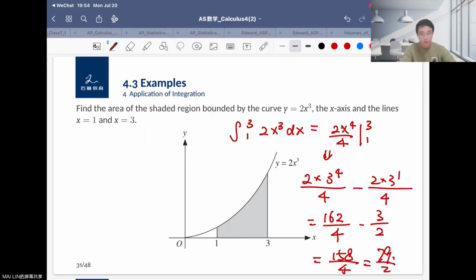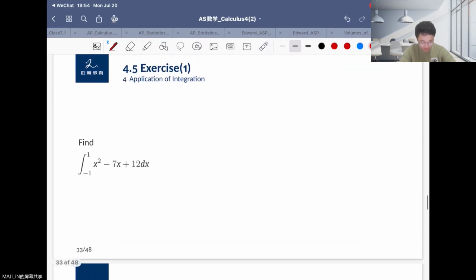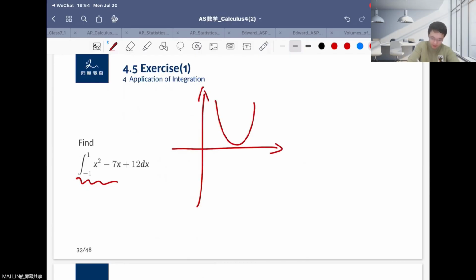I hope you can truly understand this problem. You can find it's not very difficult, so try to solve it. For the second question, we find the integration from -1 to 1 of x squared minus 7x plus 12. Last lesson we already said how to calculate it. Here we have a graph of x squared minus 7x plus 12, and we are trying to find the area between -1 and 1.